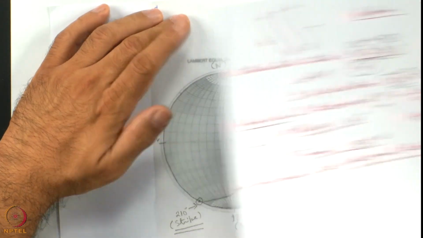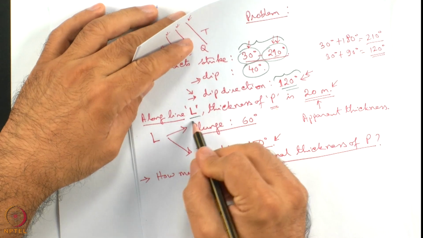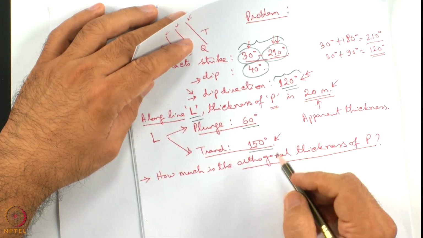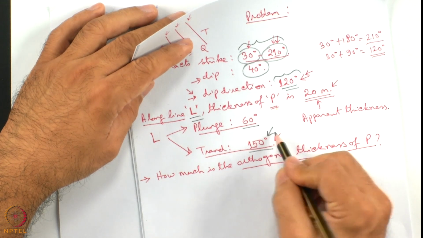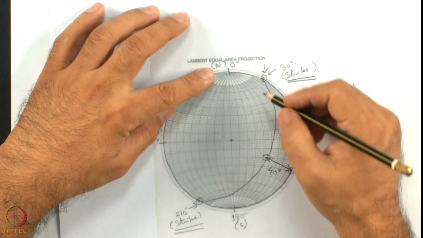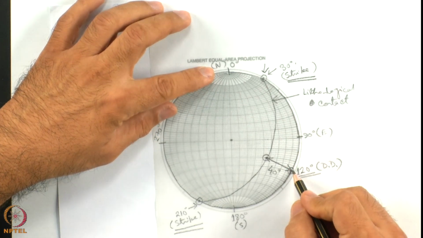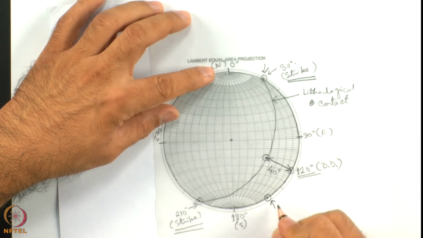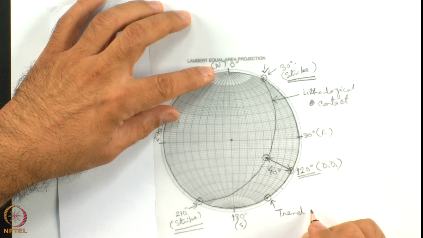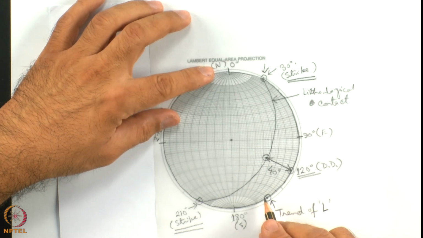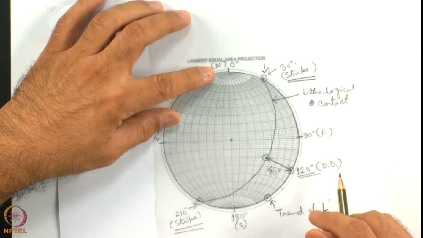Now, we are going to plot the line L, and the data is plunge 60, trend 150. I am going to first use the trend data, 150. This is 90 and this is 120, this is 130, 140 and this is 150. So, this is the trend of the L line. Trend is plotted. Now, I am going to use the plunge. The plunge I said is 60 degree.